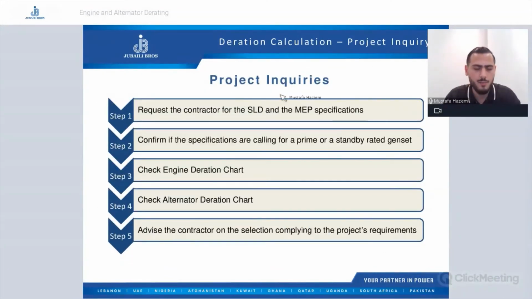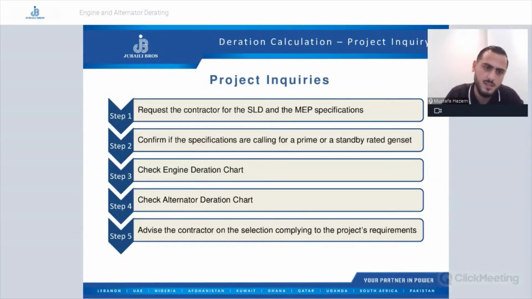Now, the next example is project inquiries. I get many inquiries from contractors through the phone. Mustafa, just send me a 100 kVA quotation for standby application of a project. Now, I wish it's this easy. To quote a project for you, there are 5 steps that we take, to quote something that complies with the project specifications and that will function properly with the load that you have at the site.